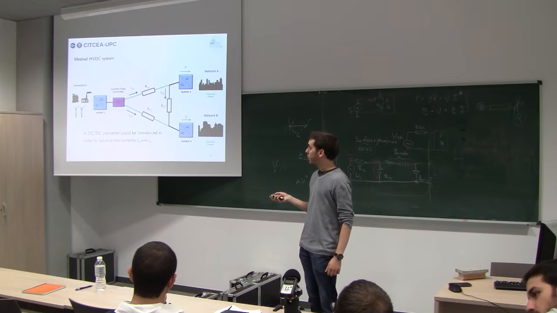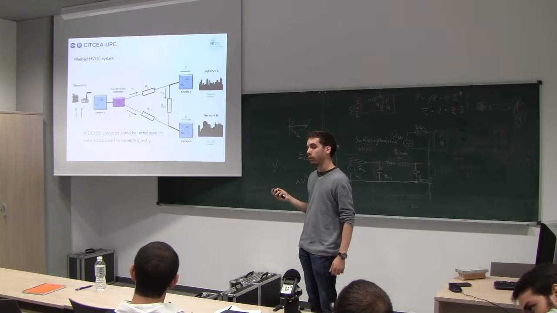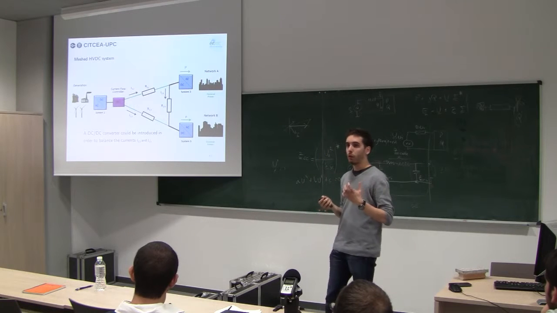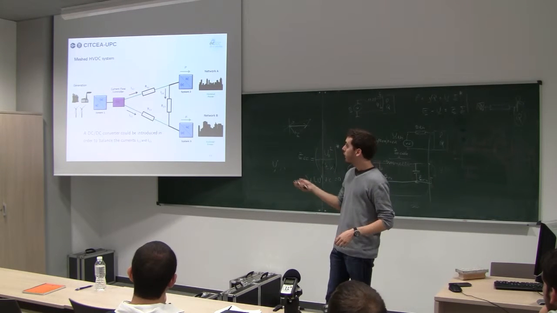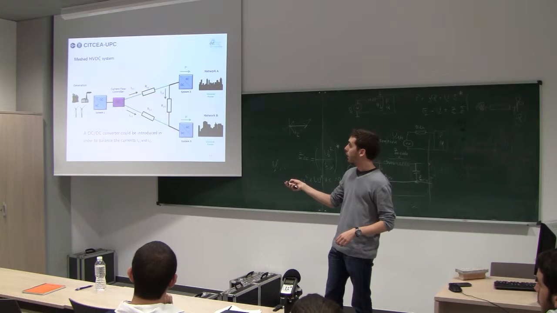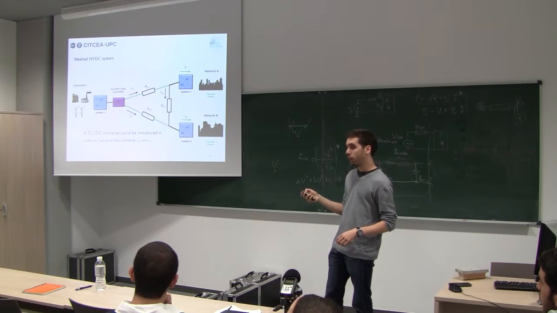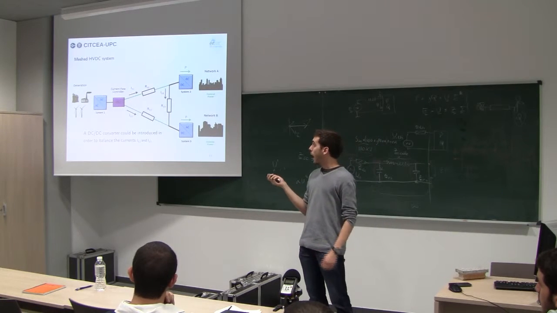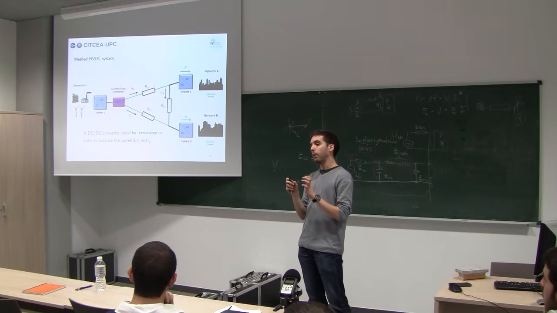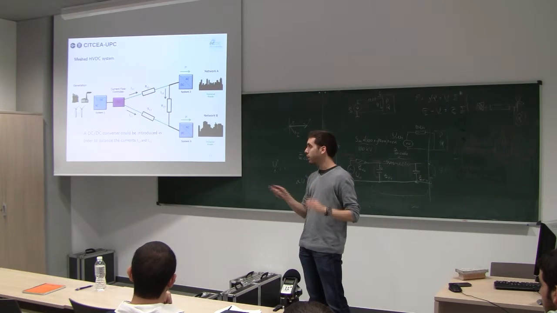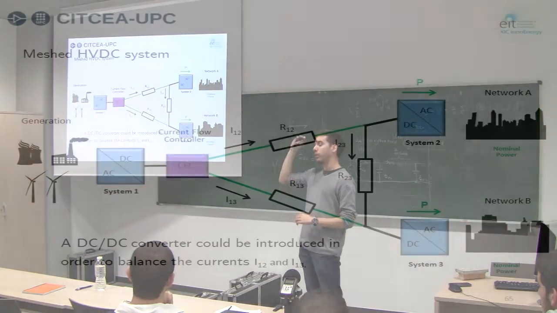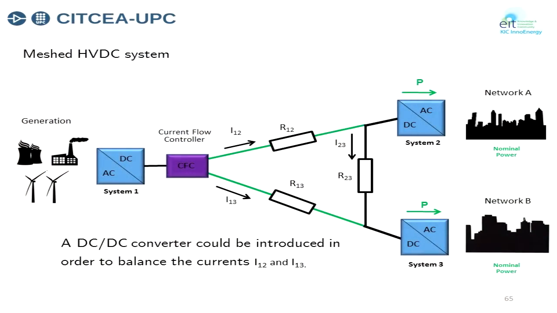Well, this is where we have the current flow controller. A current flow controller is a small device, a small power converter, that can be introduced in the middle of this DC network, this meshed HVDC network, and it is going to apply voltages on the lines. This converter is a small converter that is floating at the positive pole of the HVDC network, so it doesn't have to withstand all the voltage of the HVDC system. It's only floating at that.